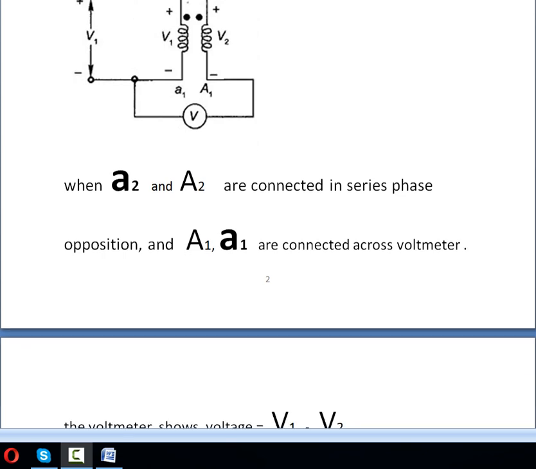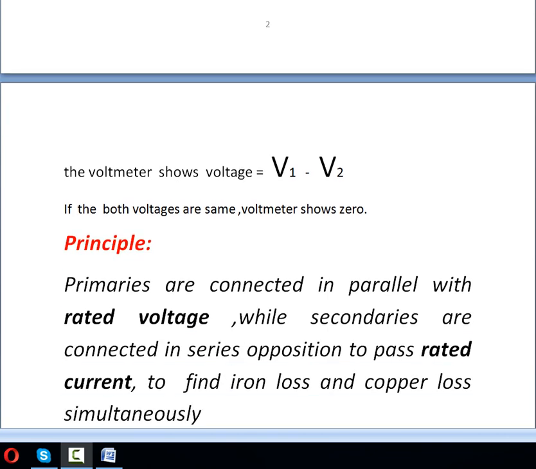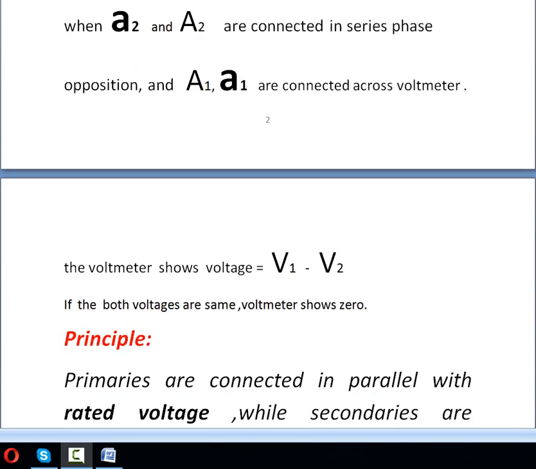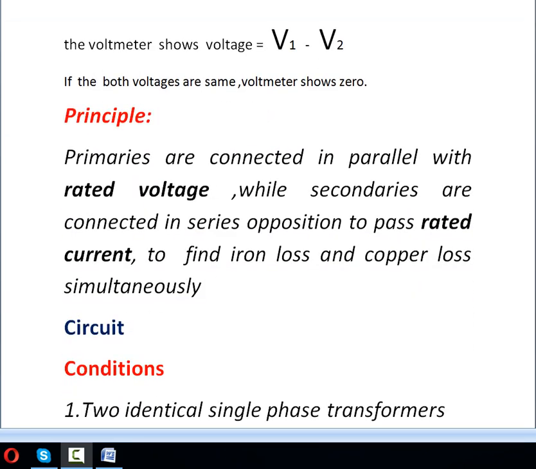Suppose this voltmeter shows some reading. That will happen when the polarity of the induced voltage of one of the windings is opposite, then we get some voltage in the voltmeter. Such a condition is called the windings connected in series aiding, which is not desired.